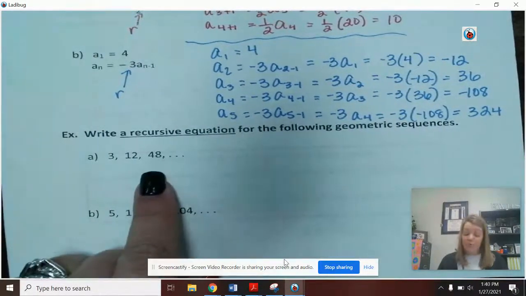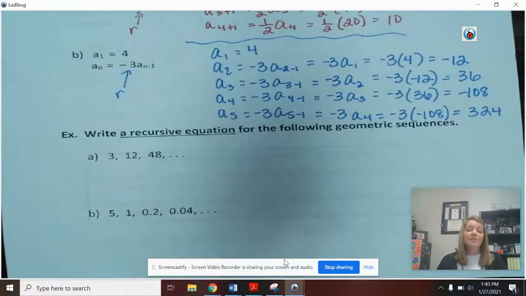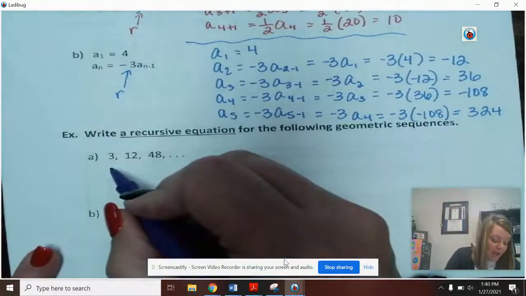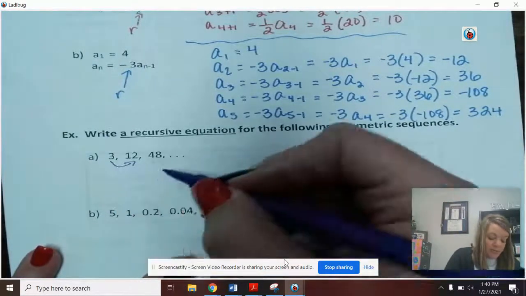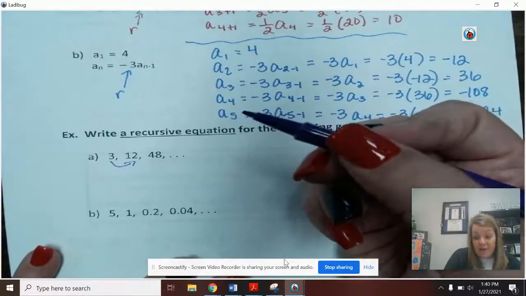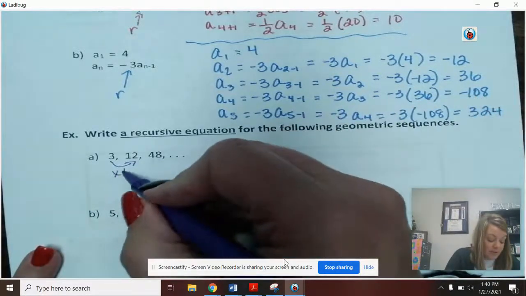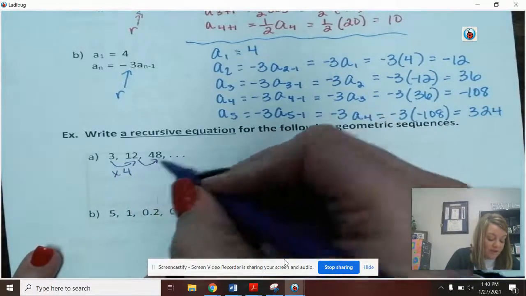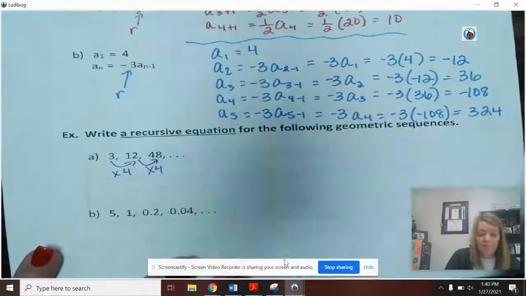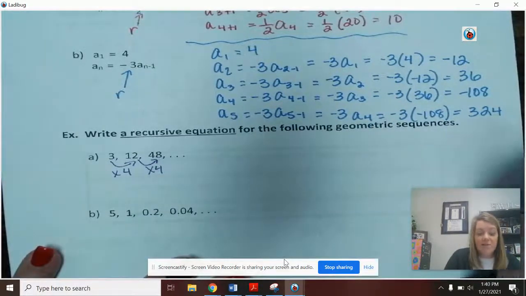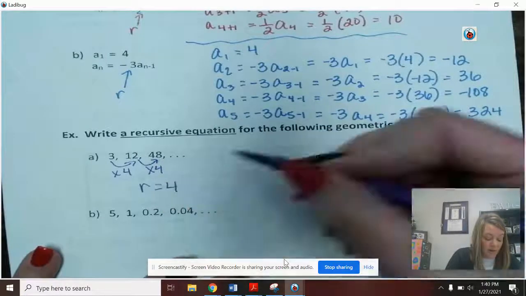Okay, here we're supposed to write the recursive equation for the following. So I need to know the r. Okay, I have to figure out what my r is. So how do I go from 3 to 12? Well, I can try times 4, right? Because 3 times 4 is 12. And does that work for the next one? Is 12 times 4 48? Yes, it is. So r here is 4.